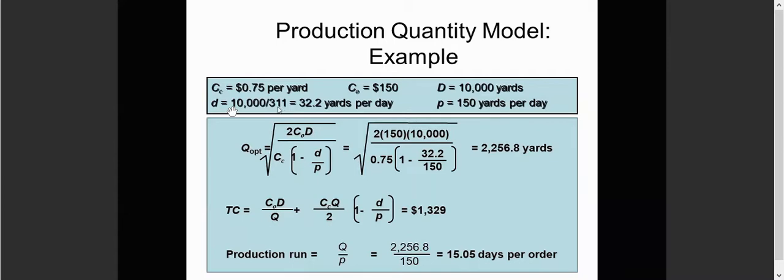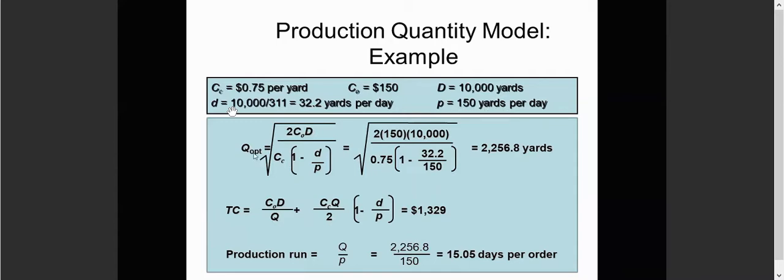The daily demand is based on the working days that we have, 311 days per year. So we divide the annual demand by the working days, and we get 32.2 yards per day, and the production rate is 150 yards per day.